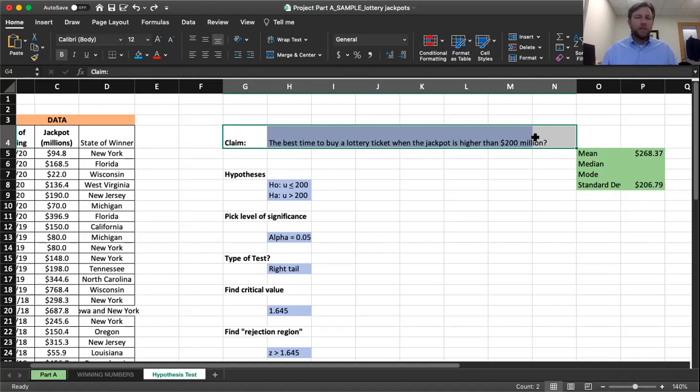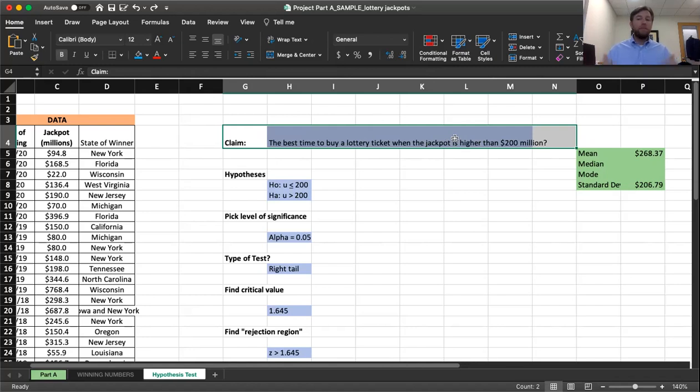Now, the chances of winning are still very low, no matter what the prize amount is. But if you notice, the prizes tend to collect at around 200, 300, 400 million. That's when the jackpots really start to hit. So that's the claim: I think the best time to play is when the jackpot is higher than 200 million.